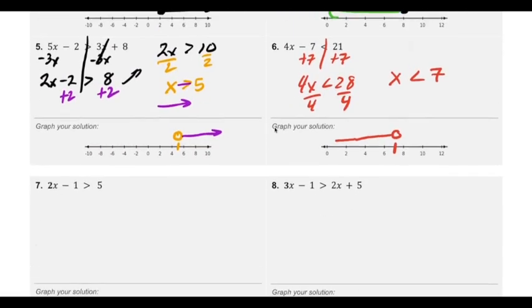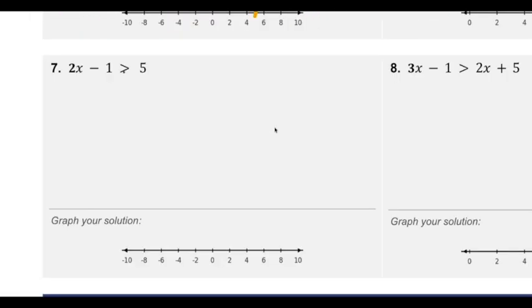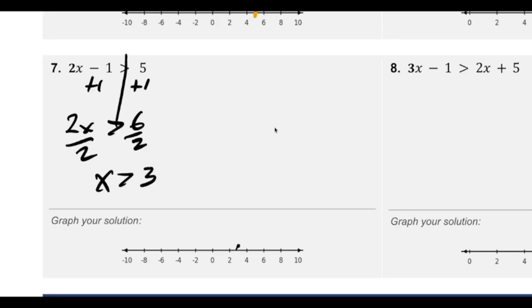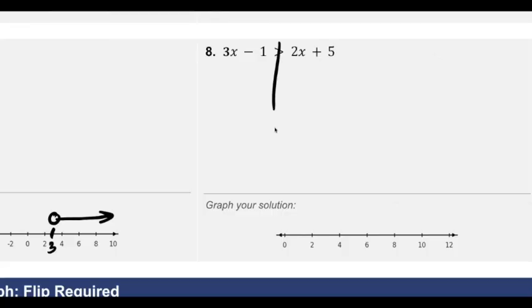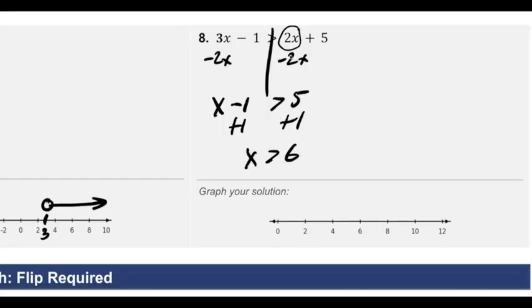Okay, let's do a few more. So here, same concept, plus 1, 2x is greater than 6, divide by 2, divide by 2, x is greater than 3. So here's 3. I'm going to go open circle and to the right. This one, here's my line. Again, I have to get rid of one of the x's. So I like to get rid of the smaller one, so minus 2x. I get x minus 1 is greater than 5, plus 1, x is greater than 6. Here's 6, open circle to the right.